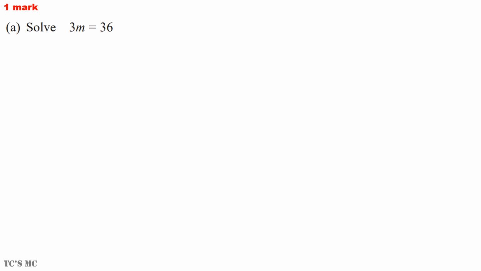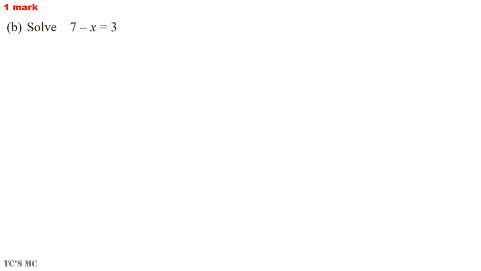Solve 3m is equal to 36. 3m is 3 multiplied by m. We need to do the inverse to solve. Divide by 3 on both sides. M is equal to 12. And for 1 mark, we can just write m is equal to 12.